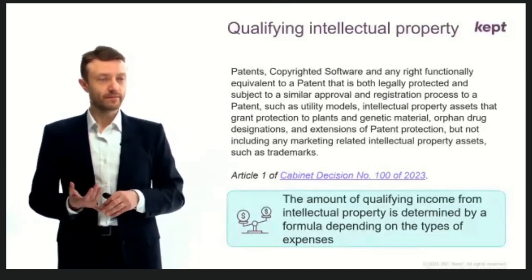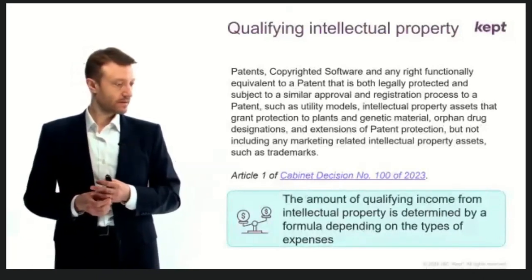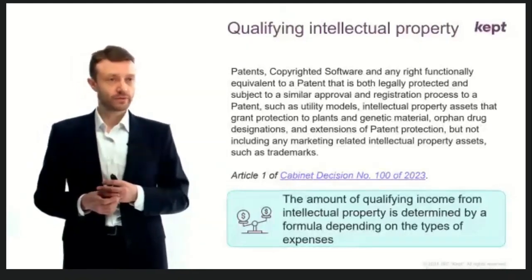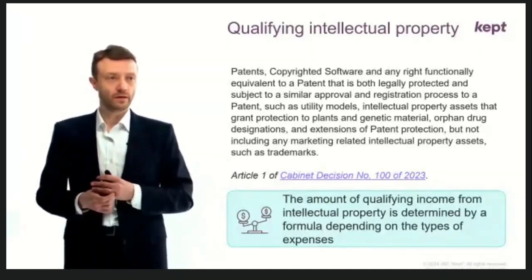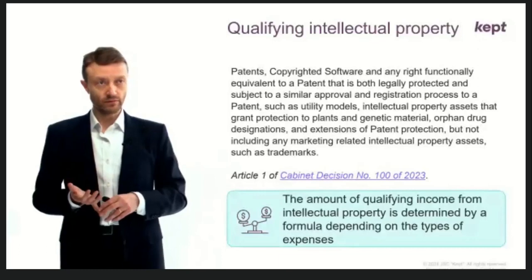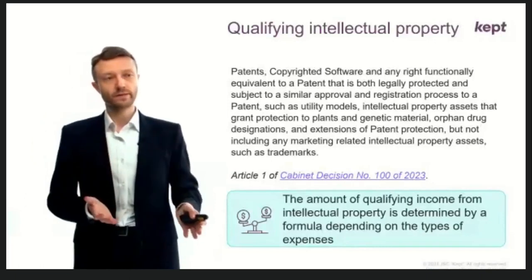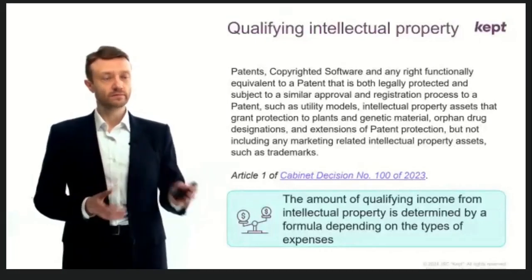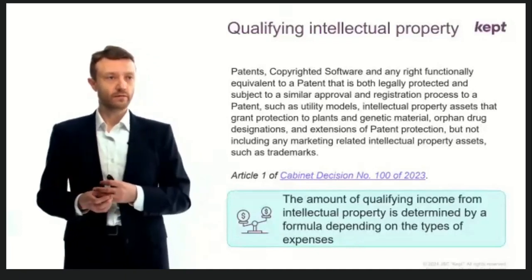But yeah, not surprisingly, not every structure, even if qualifying intellectual property is owned in the United Arab Emirates, not every situation is covered or is going to produce the 0% rate. The amount of qualifying income is determined based on a specific formula. And again, the basic principle is where there are good expenses and bad expenses, and the more good expenses the company has, the better. And the formula brings the company close to the 0% effective tax rate.